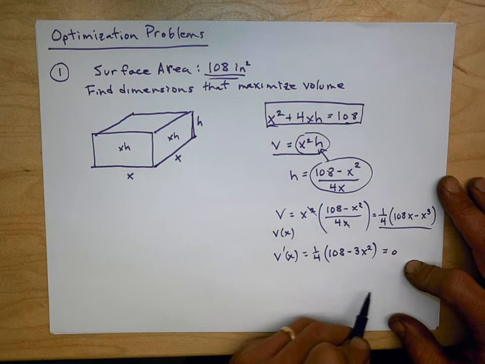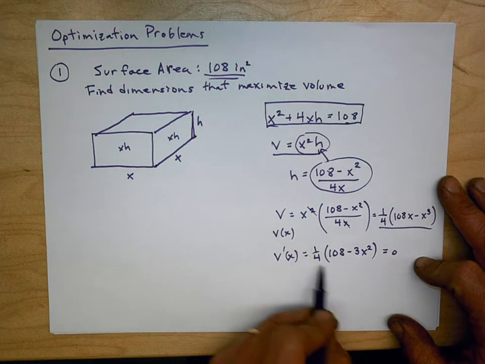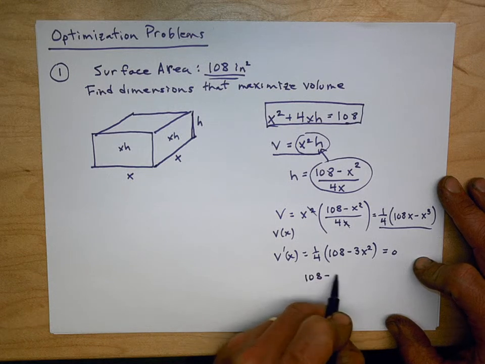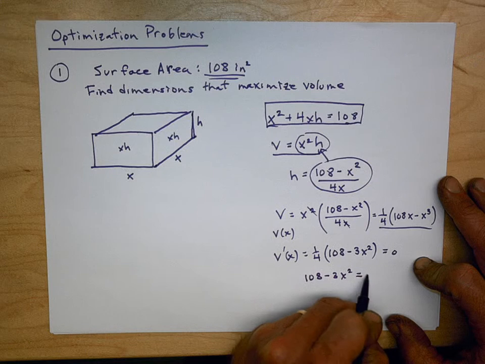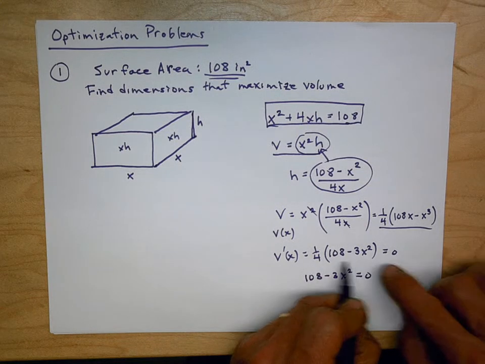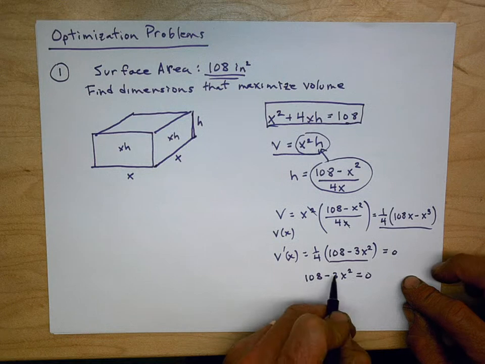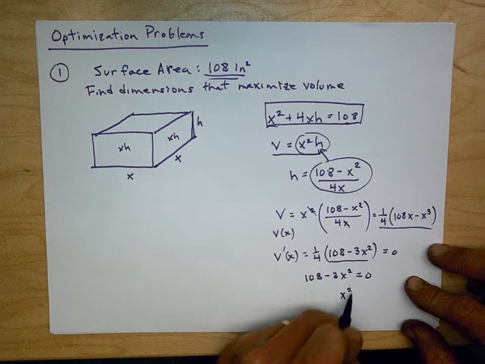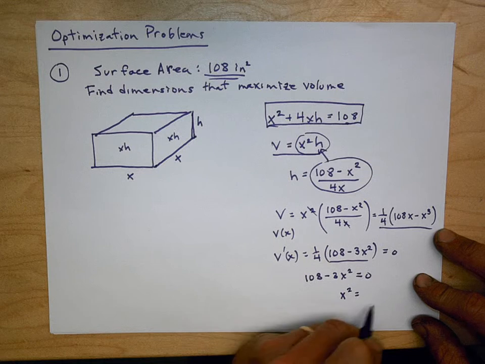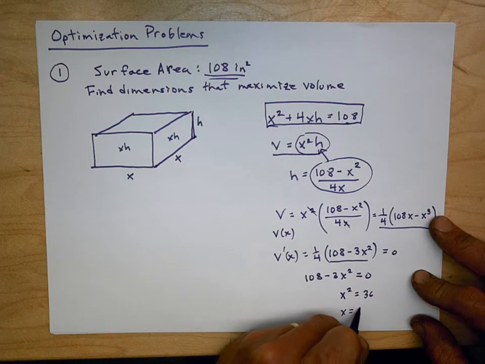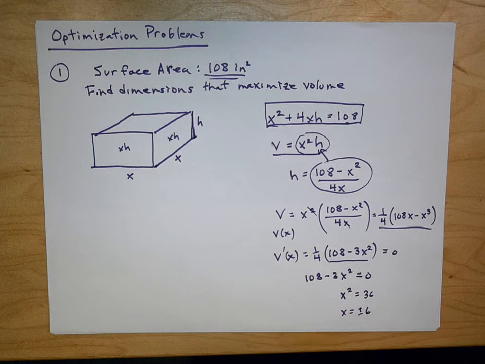So we set that equal to 0, and this expression will be equal to 0 when 108 minus 3x squared equals 0. The only way multiplying by 1/4 equals 0 is if what's in here is 0. So I can bring the 108 over and divide by 3. I get that x squared equals 36, which means that x could be plus or minus 6.